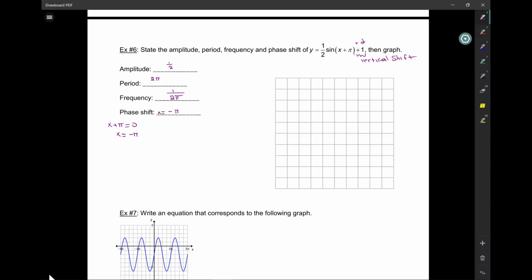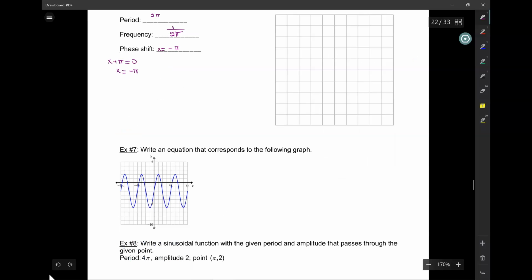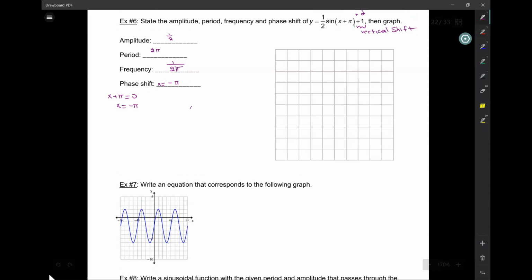Now, for my 5 critical points, I have to take x plus pi and put it in this inequality from 0 to 2 pi. Solving for x, subtract pi from everywhere, so I get negative pi, x, pi. I subtracted pi.